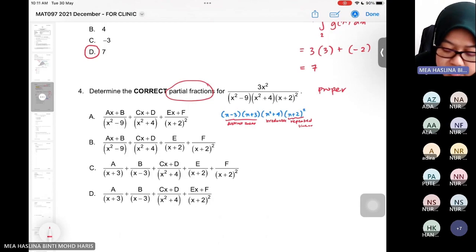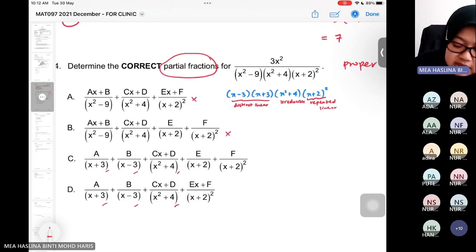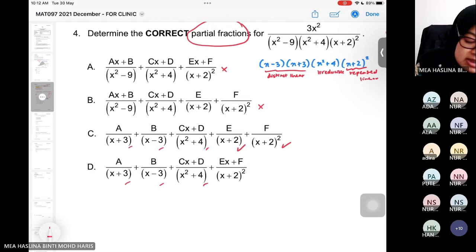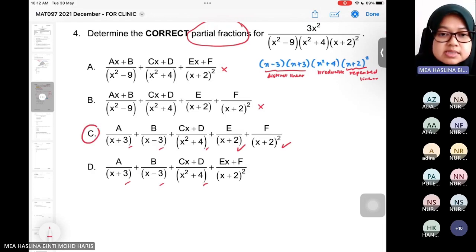So you look at the form for distinct linear. The options that you have now leave you with C and D as the only possible answers, but A and B are not an option because it's giving x squared minus 9, not as distinct linear. So you have either C or D. But then you look at the irreducible, so still the same option for C and D, but for the repeated linear, the correct one should be C.